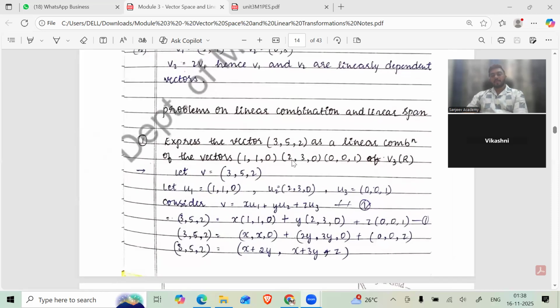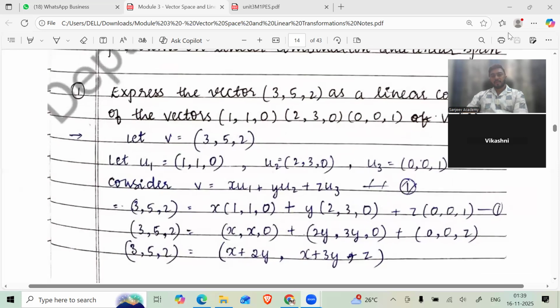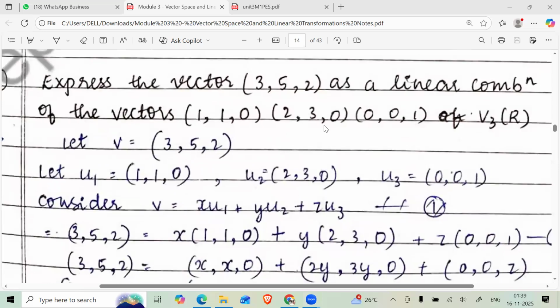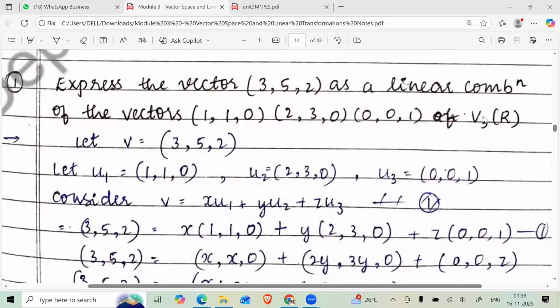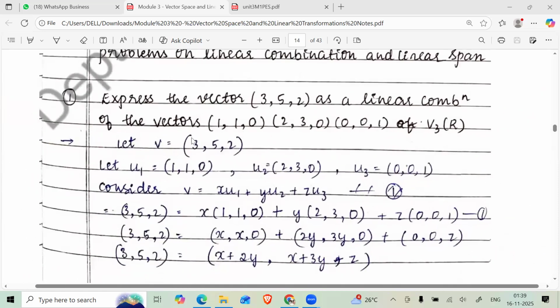Yes. So this is a very, very important question. Problems in linear combination and linear span. As you can see here, express the vector as a linear combination of vectors (1, 1, 0), (2, 3, 0), (0, 0, 1) of V3(R). Very easy thing to get full marks in this. So that vector I'll take as V. V is equal to (3, 5, 2).